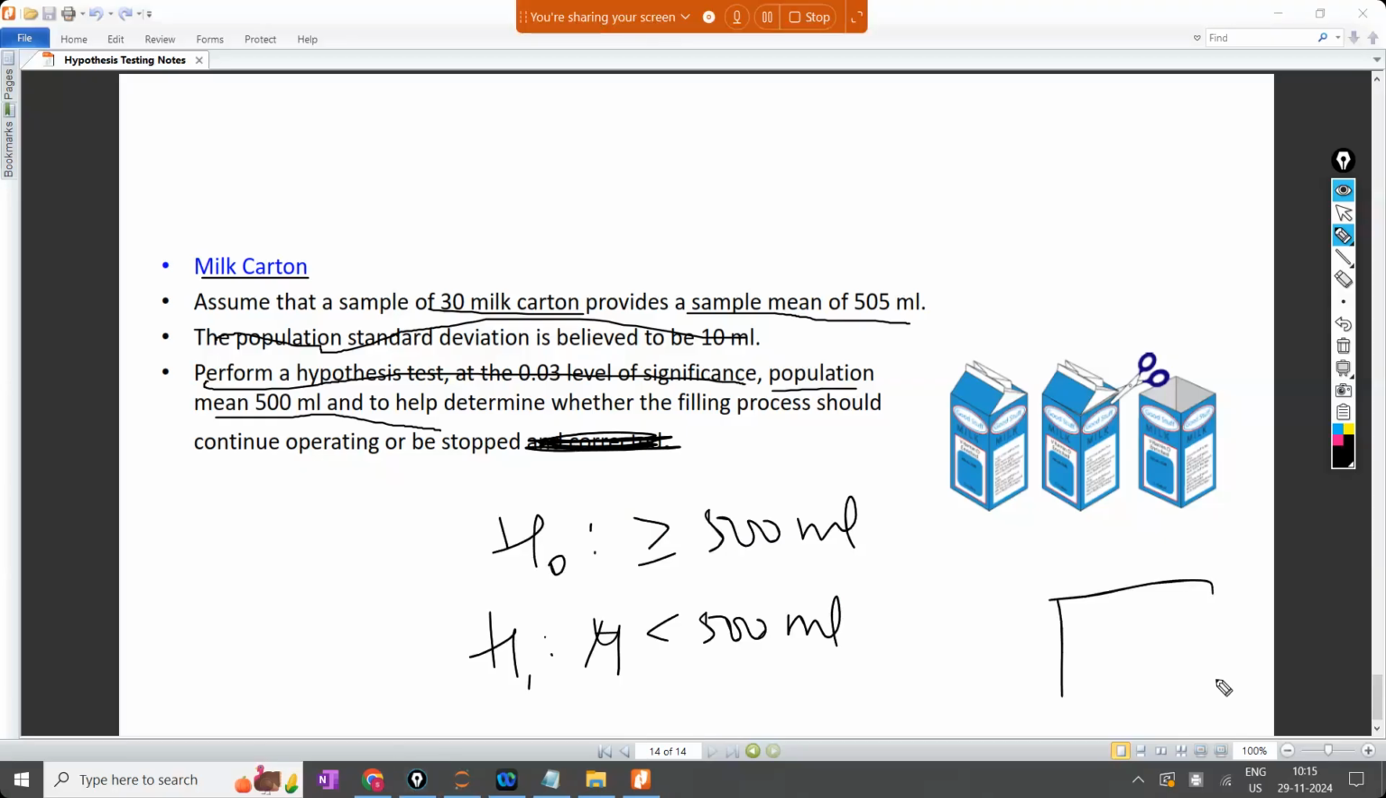Whatever the company sticker says, 500 ml, you must provide at minimum this. Additional to this is your choice, but this is compulsory. If you don't provide this, then it is called a problem.